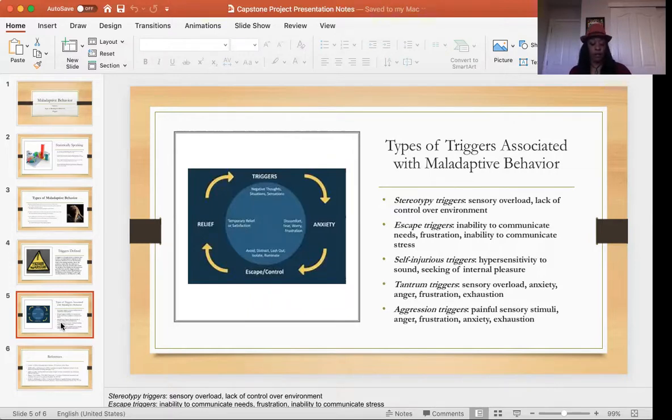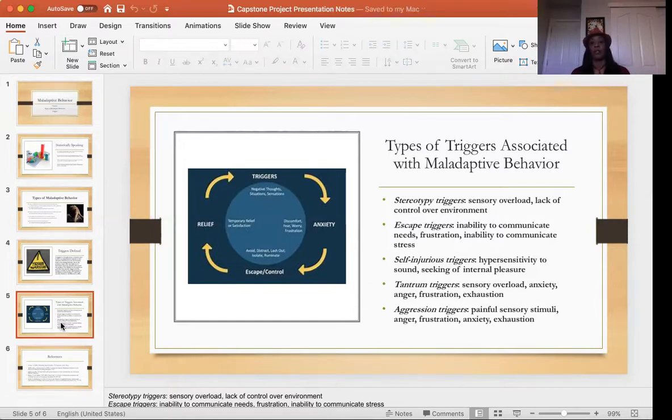So the types of triggers that are associated with maladaptive behavior. We went over earlier stereotyping triggers. These are usually sensory overload, lack of control over the environment. For escape triggers, it's usually inability to communicate, which is very common. Frustration, inability to communicate stress, not just what they want, but that they're having some kind of feeling inside, stress that they're not able to communicate. Self-injurious triggers usually is hypersensitivity to sound or sometimes seeking of internal pleasure. Also, along with that could be anger, frustration, which moves on to tantrums.